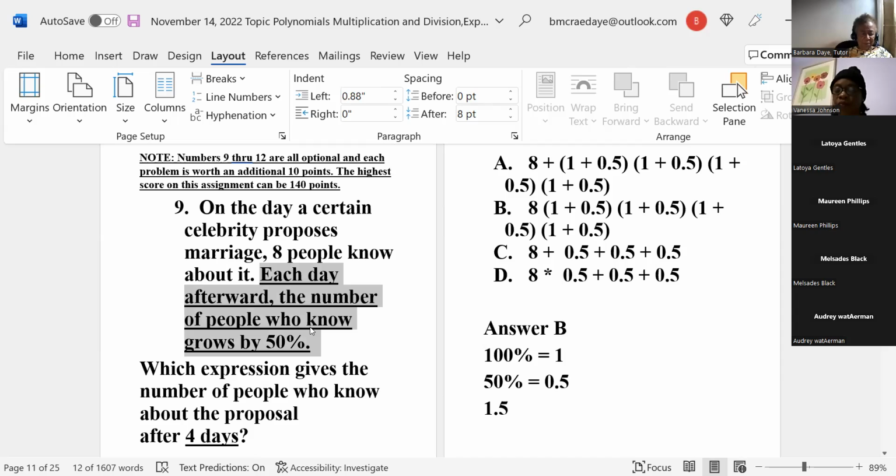Each day. Okay. So if I have 4 days, I have to take what I started with, 1, add the 0.5, and multiply it 4 times by my number of people. Good. Got it? Which is 8 people. So this 8 people multiplied by 1 plus 0.5 4 times.